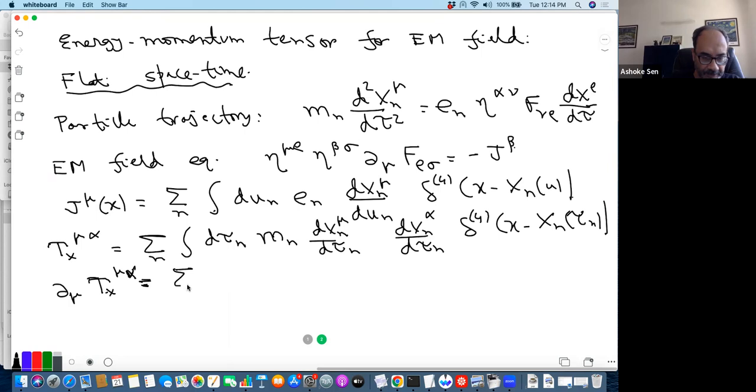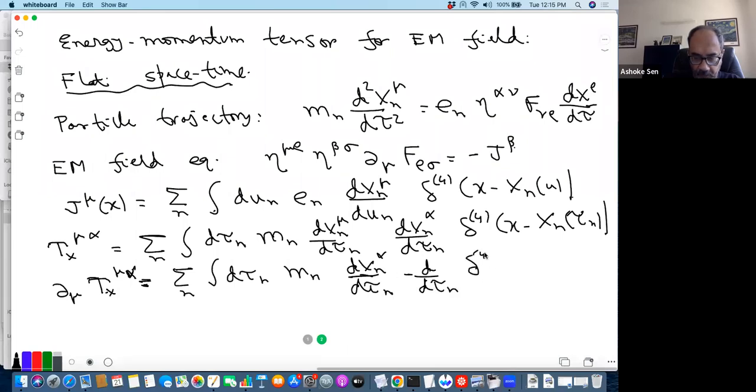So I'll write what it is. It's the sum over n, integral d tau_n, m_n, dx_n^alpha/d tau_n, and then d/d tau_n of delta^4(x minus x_n(tau_n)). Okay, this part is identical to what we had earlier.